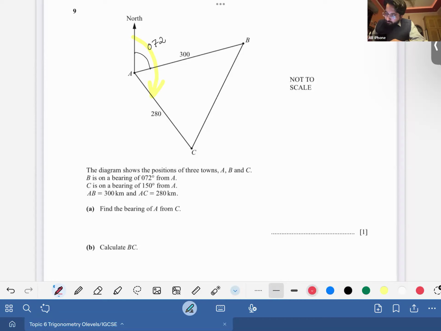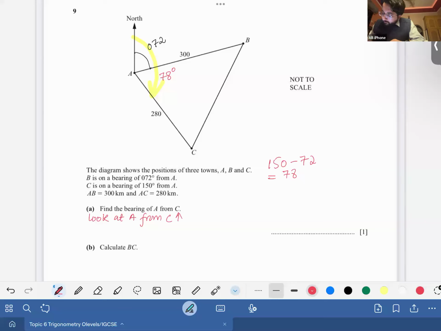150 minus 72 would be 78. So Ramin, this angle is 78 degrees. I hope you copy. Yes, sir. Okay, find the bearing of A from C. Means look at A from C.